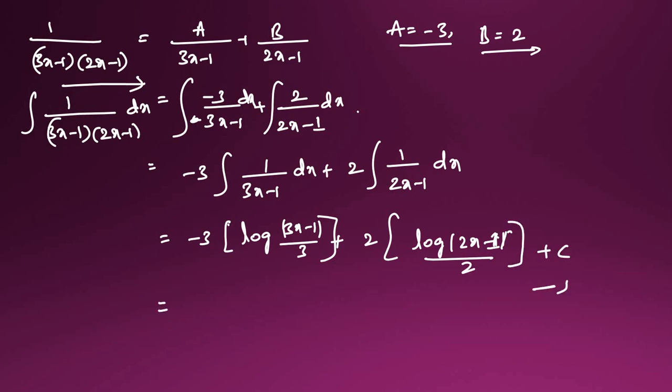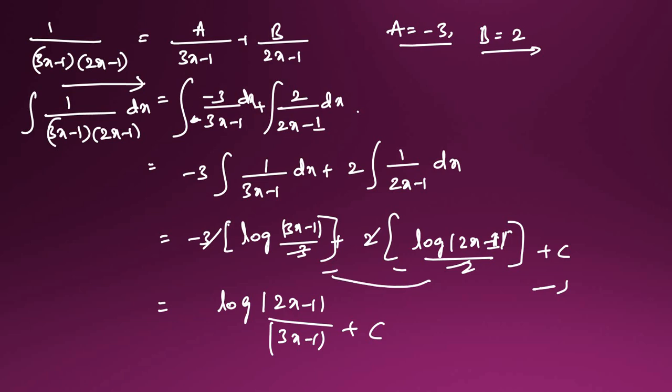If you want, you can do more things here. This 3 will get cancelled, and 2 will get cancelled. This is log m minus log n, so log of 2x minus 1 divided by 3x minus 1 will come, plus c. It is divided by this one because of the minus sign. You already know log m minus log n is equal to log m by n. So in that form I did this one. Now moving to the next question.